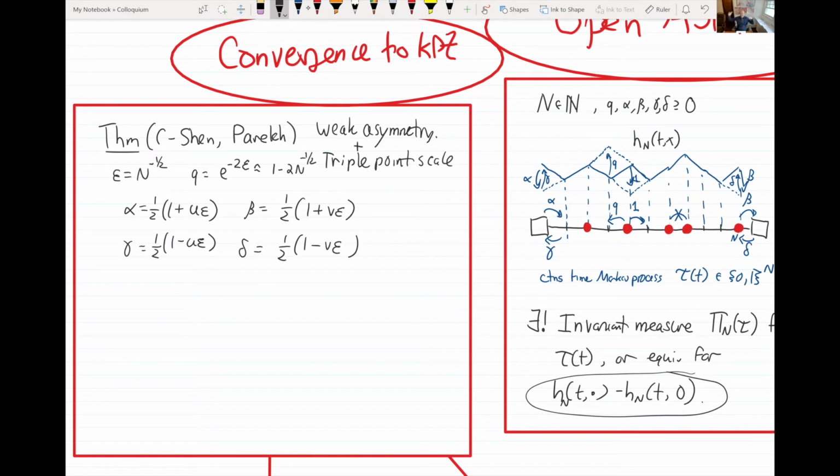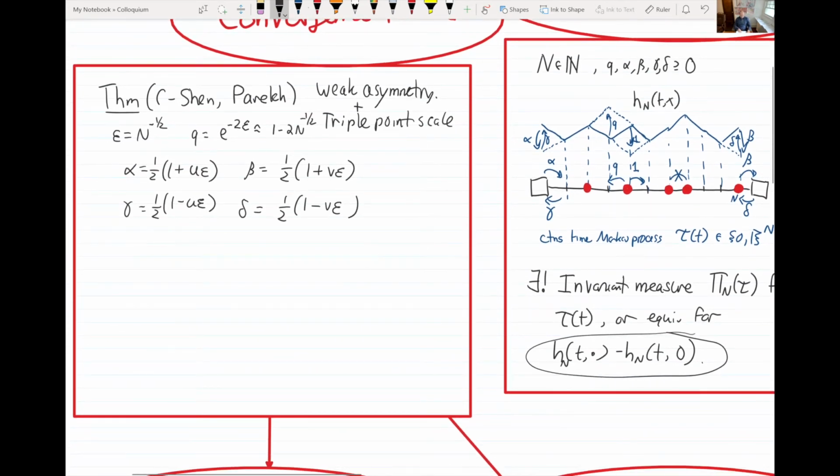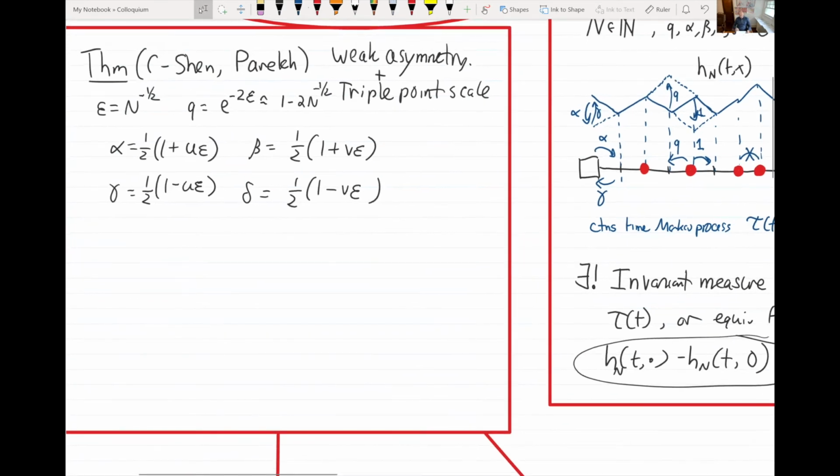And this almost kind of puts you at a very trivial point. If all of the alphas and betas are equal and q equals 1, the system is super simple and the invariant measure is Bernoulli and the evolution is Gaussian and everything is kind of very nice. But we look at some perturbation around it. And this is the perturbation that creates for us the nonlinearity.